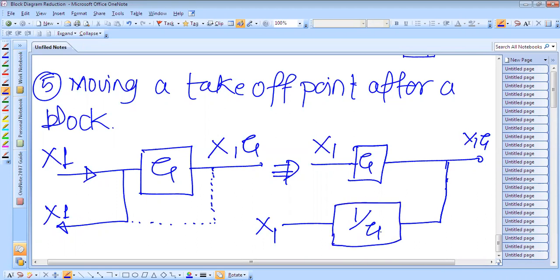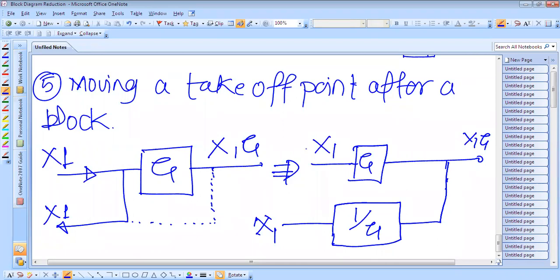Are you getting what I am writing? So x1 into g into 1 by g, the output will be again x1. So this is how we have to add the block in the feedback system so that your output will not change, whether we take the point after the block or before the block.